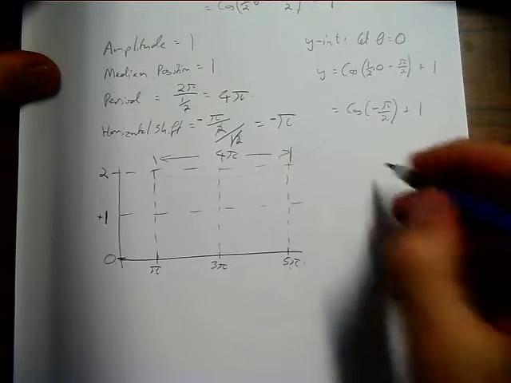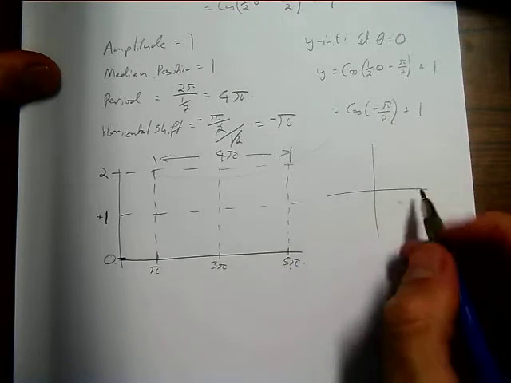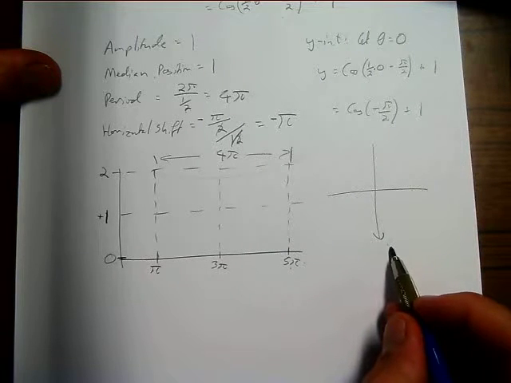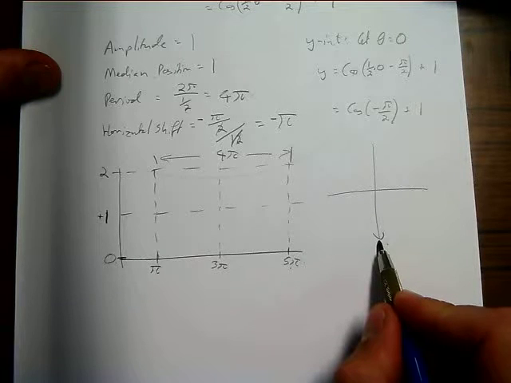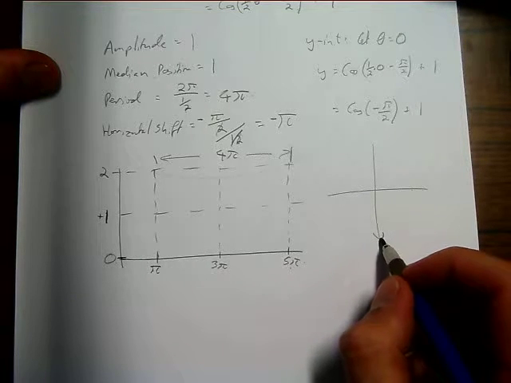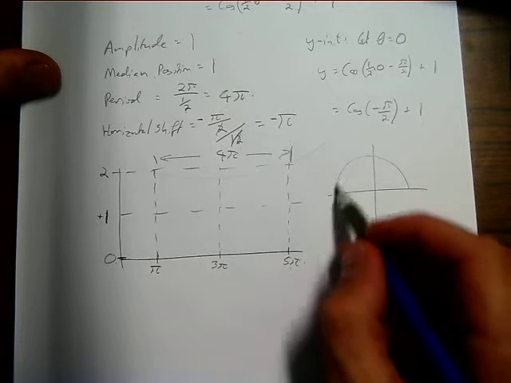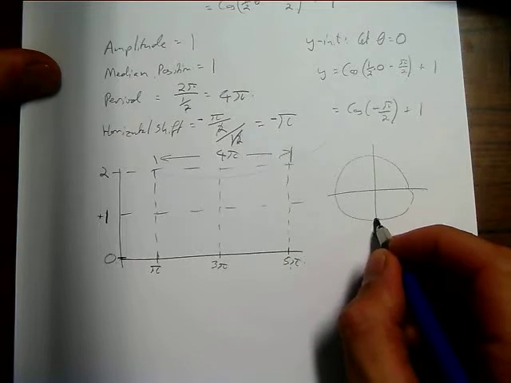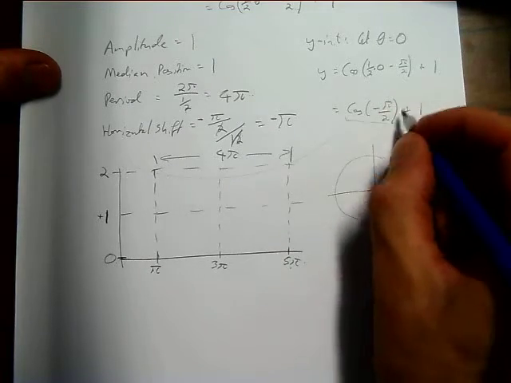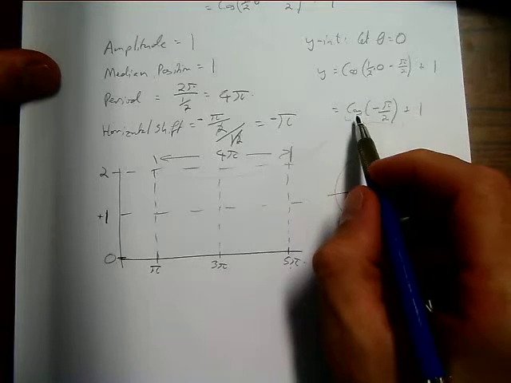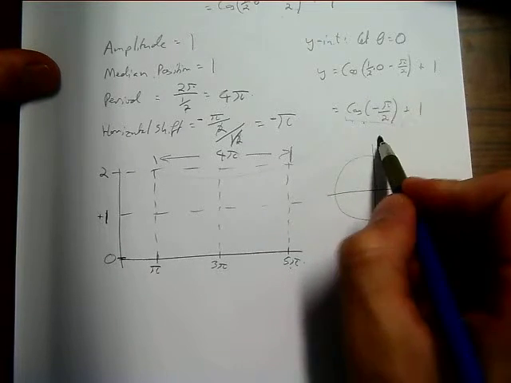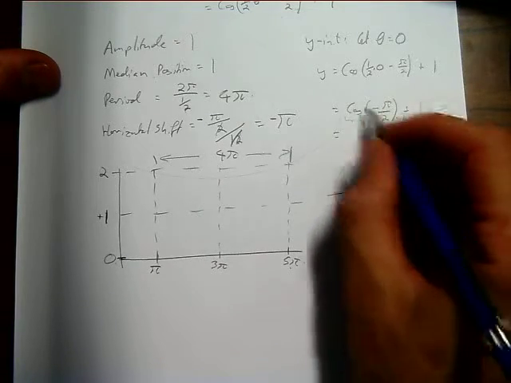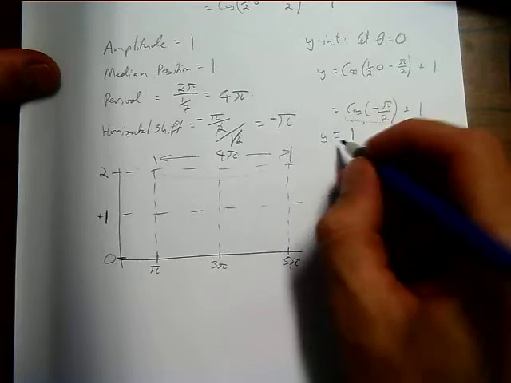Where's negative pi on 2? It's here. So what's my cos value here? That's the angle. In my unit circle, my cos is the x value, right? So it's 0. I can check that by using the calculator. If you put cos of negative pi on 2 into your calculator, it'll get you 0. Okay? So 0 plus 1 is 1. So my y-intercept is 1.